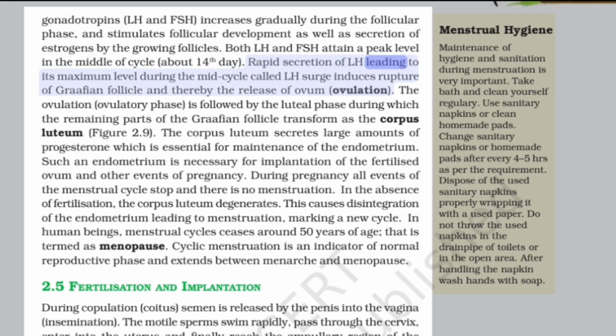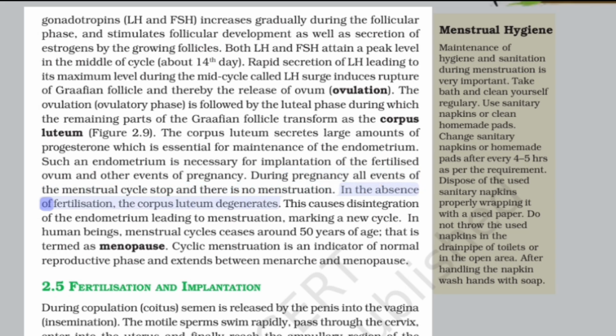Rapid secretion of LH leading to its maximum level during the mid-cycle, called LH surge, induces rupture of Graafian follicle and thereby the release of ovum, ovulation. The ovulatory phase is followed by the luteal phase, during which the remaining parts of the Graafian follicle transform as the corpus luteum. The corpus luteum secretes large amounts of progesterone, which is essential for maintenance of the endometrium. Such an endometrium is necessary for implantation of the fertilized ovum and other events of pregnancy. During pregnancy, all events of the menstrual cycle stop and there is no menstruation.